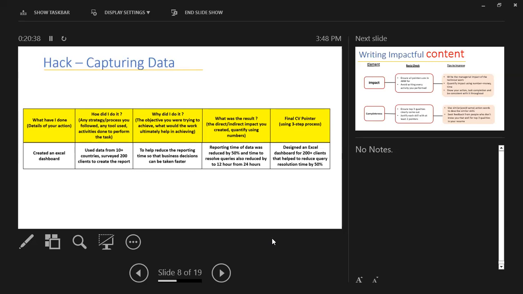And how to present all this information? Designed an Excel dashboard for 200+ clients that helped reduce query resolution time by 50%. That will be the ultimate content for you.